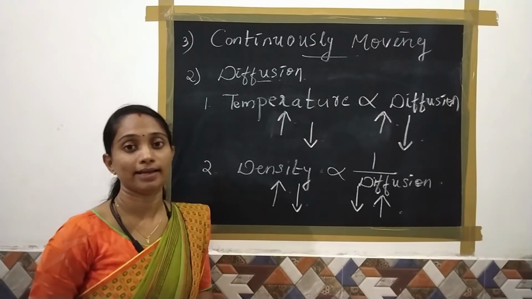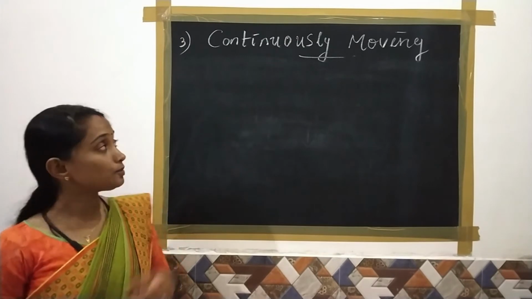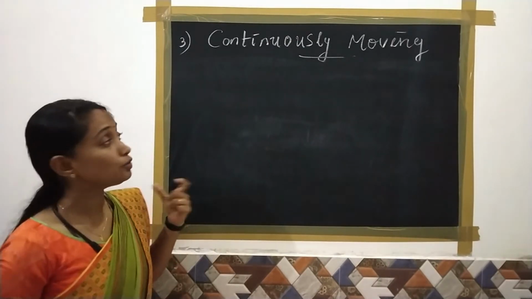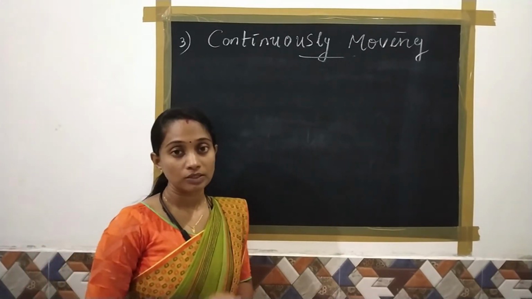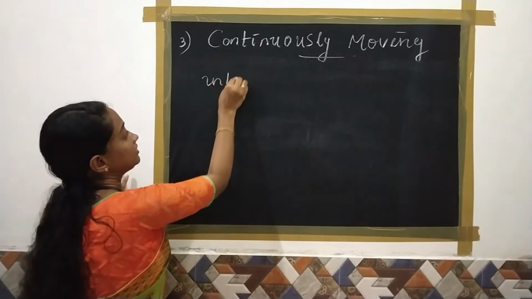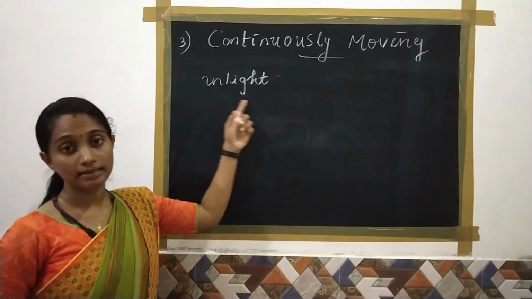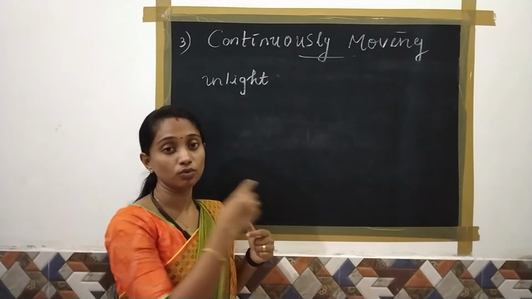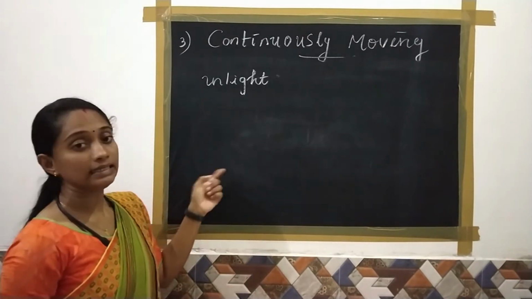Okay, let us go back to the third characteristic, that is, particles of matter are continuously moving. We are going to prove this third characteristic with the help of a small activity. In this activity, we are going to take an unlighted incense stick. If you want to smell it, you need to move close to it.